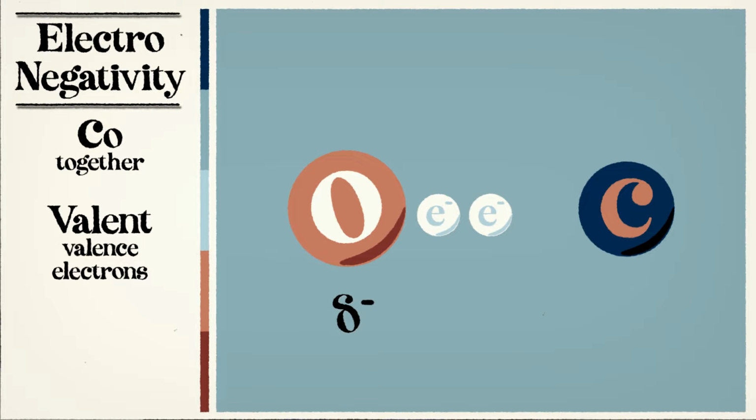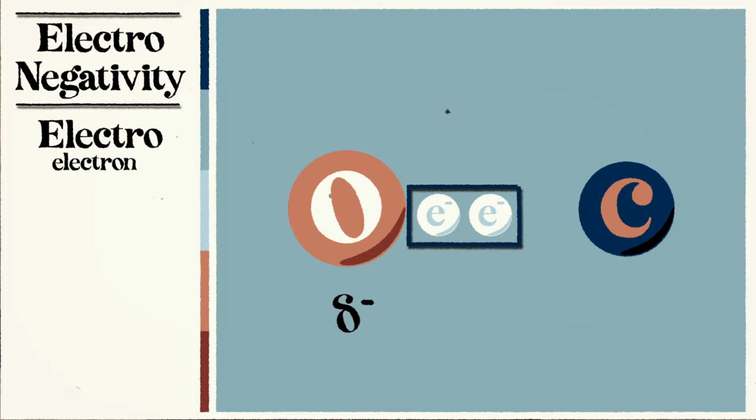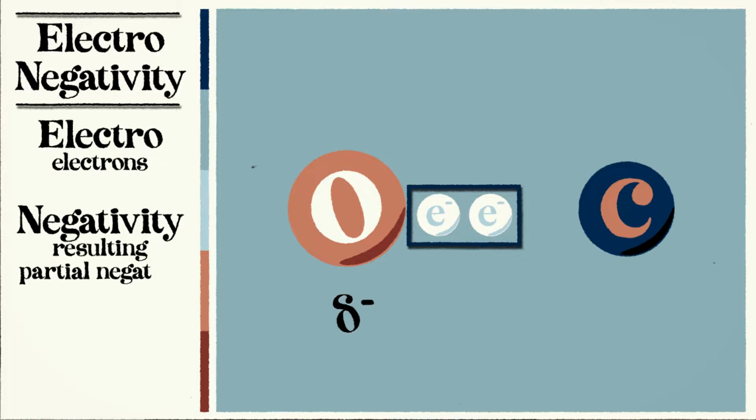We show this partial negative charge with this lowercase delta, but that's something I'm going to talk about more in the next video. So now we can put the whole term together. The electro part of electronegativity refers to the electrons being pulled closer to one atom than the other, where negativity is a natural outcome of that, where now that atom becomes more negative because of the added electron density. So why does this happen? Is it just some magical property of oxygen that it pulls those electrons closer, or is there some concrete reason why? To answer that question, we have to jump back into our trusty periodic table.